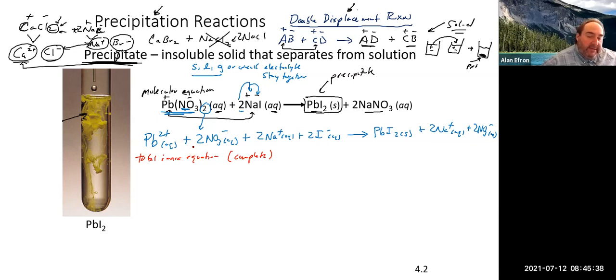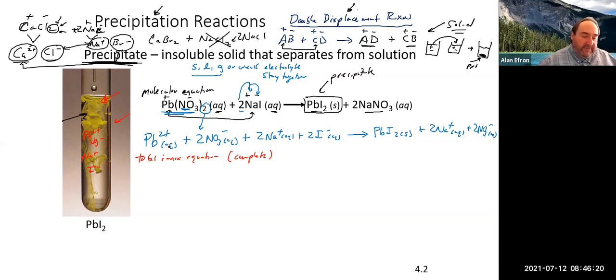And it's an equation that shows us what is really happening in this test tube. We basically got some lead-2 ions floating around. We got some nitrate ions floating around. We got some sodium ions floating around. And we got some iodide floating around. But if all these ions were floating around, how are we producing this yellow solid that's being formed? Well, looking at our total ionic equation, we can actually write a third equation, which really tells us exactly what's happening here.